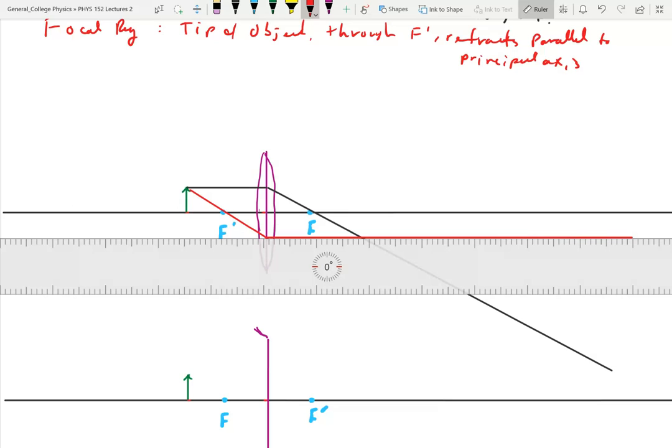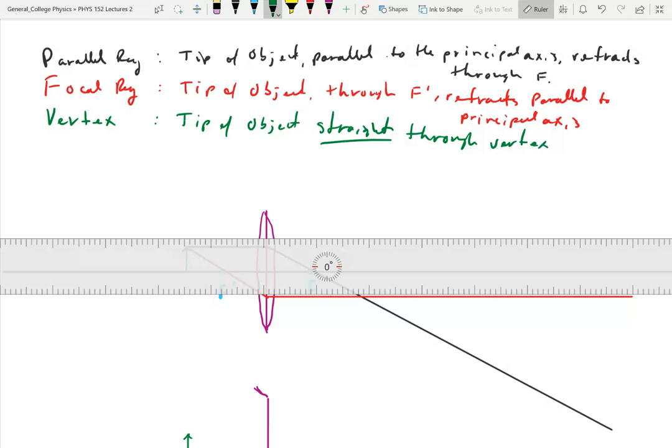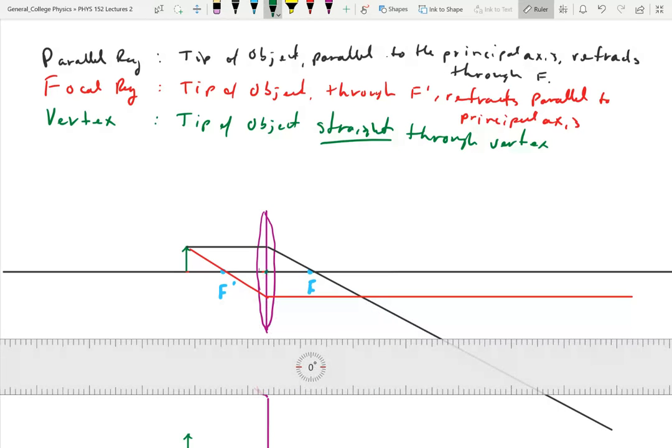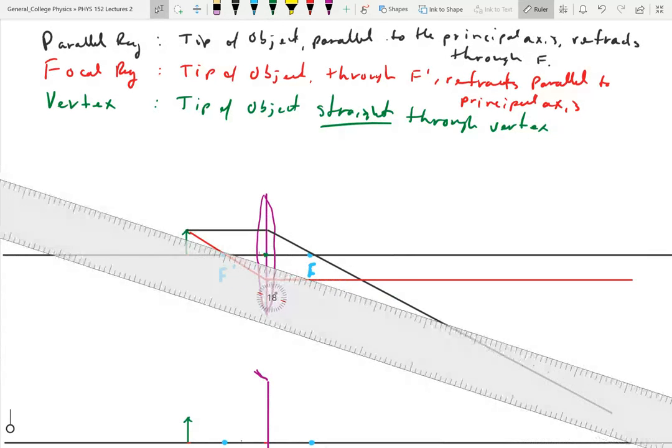Now, the astute student says, okay, where those two cross, that's where the image is. But we always do a third ray to check our answer. So the third ray is going to be the vertex ray, and it's the easiest one to draw. It goes from the tip of the object straight through the vertex. The vertex is the location where the principal axis and the center of our optic meet.